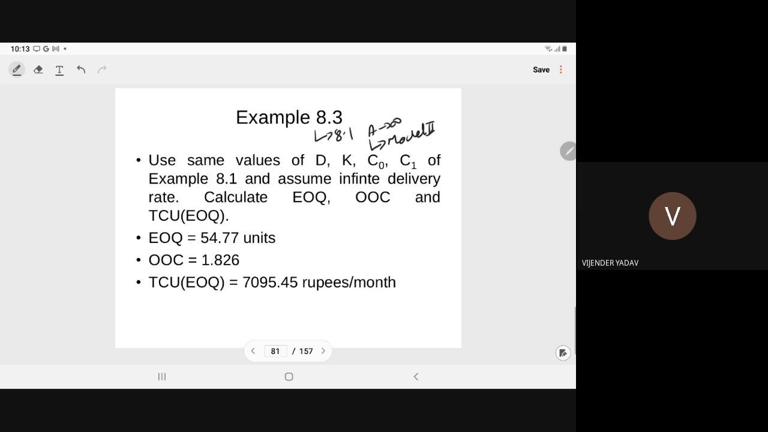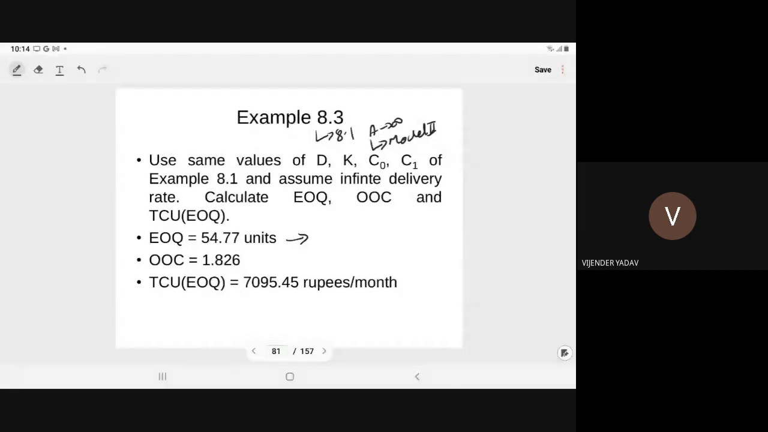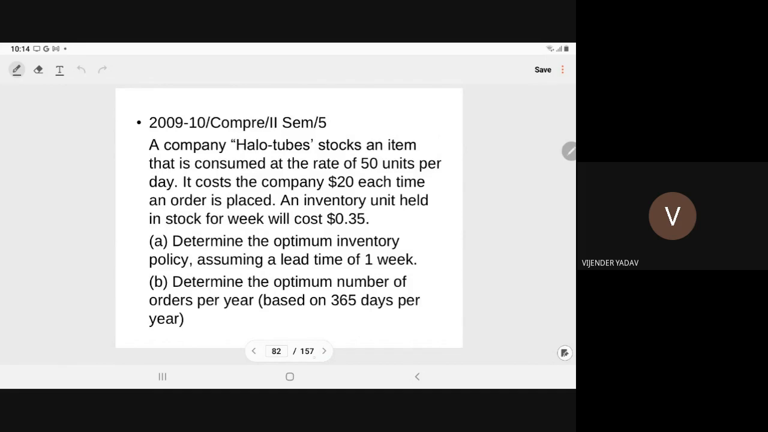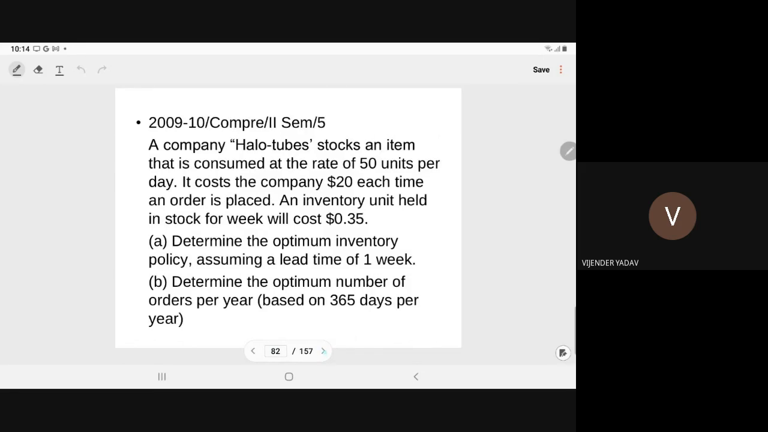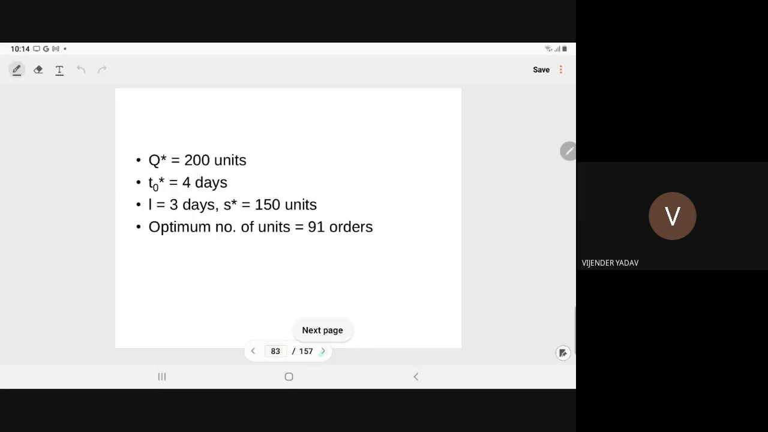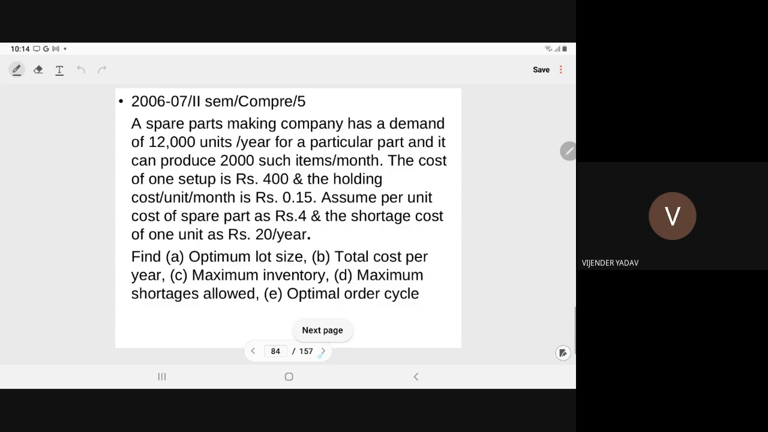Model second. So by the Wilson formula, you can compute the EOQ as 54.77, and OOC as 1.826, and TCU. I'm not going into the calculation part. You just have to recognize which model we have to use. These are some questions just for your reference from previous years' papers.